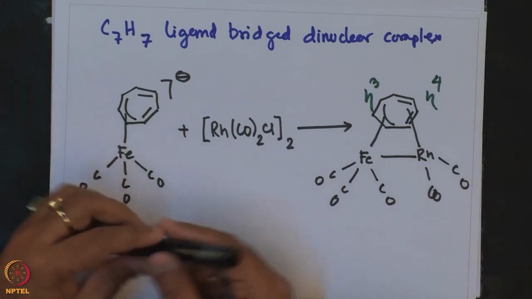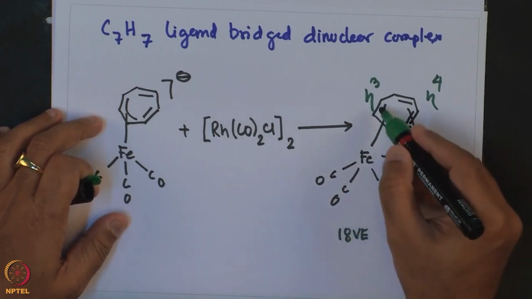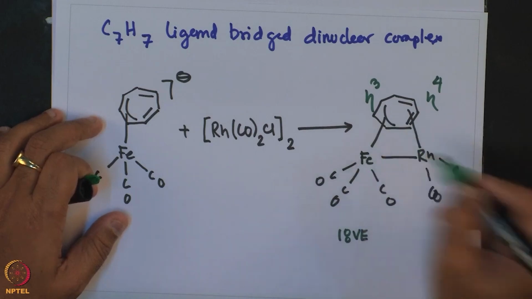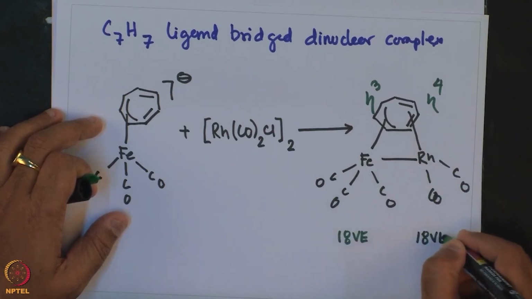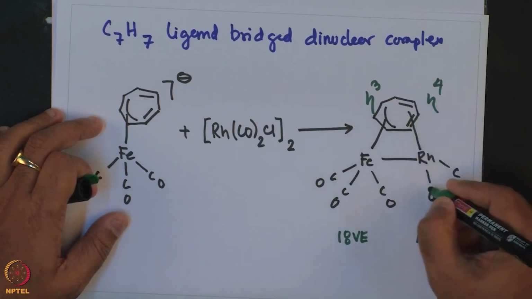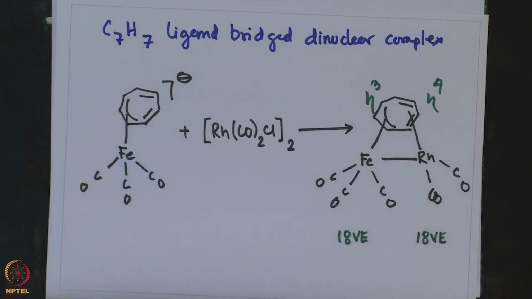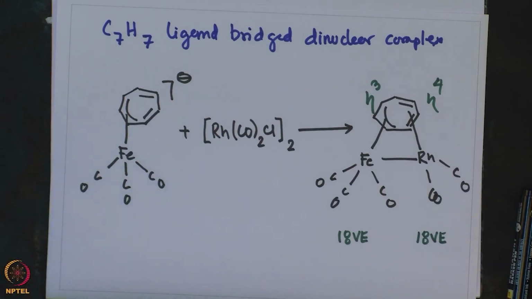Now, both of these are in 18 valence electron configuration. For iron: 6 plus 3 is 9, plus 1 is 10, and iron is 8, so 18. Rhodium also is in 18 valence electron configuration: 4 plus 4 is 8, plus 1 is 9, and rhodium is 9, so 9 plus 9 is 18. So what we see is that the hapticity of 7 can be split into eta 3 and eta 4, and that can accommodate two different metals, iron and rhodium.